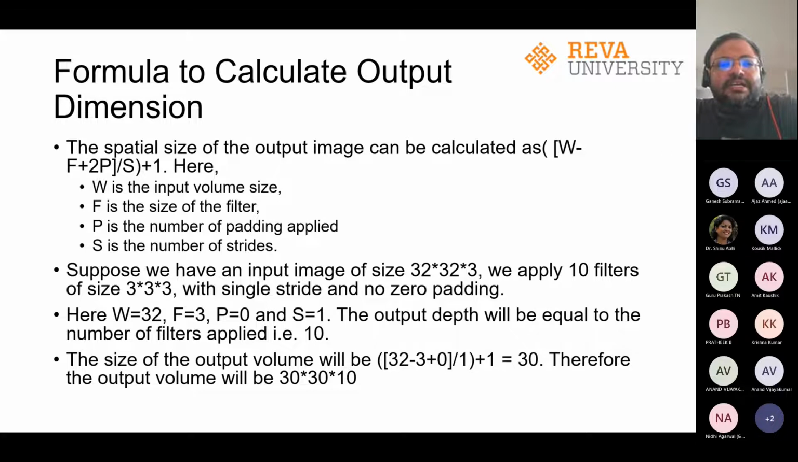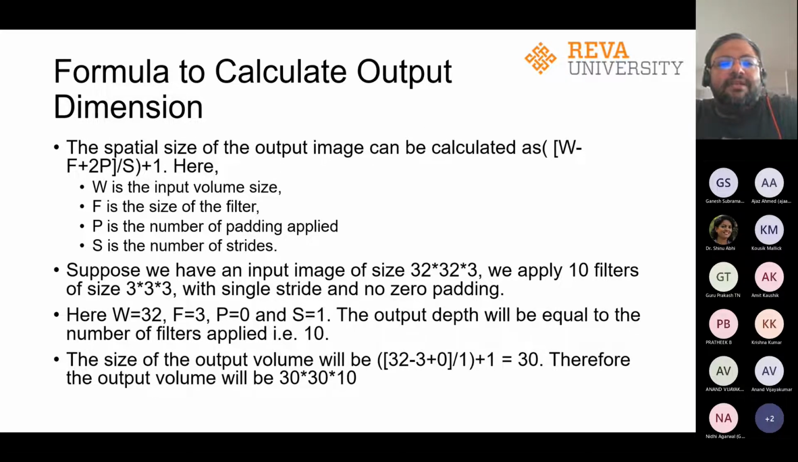Input volume basically is whatever your dimension of the image is. We'll just see an example. F is the size of the filter. P is the number of padding applied. In case you have no padding applied, then P is not needed, and P is 1 actually. And S is the number of strides.